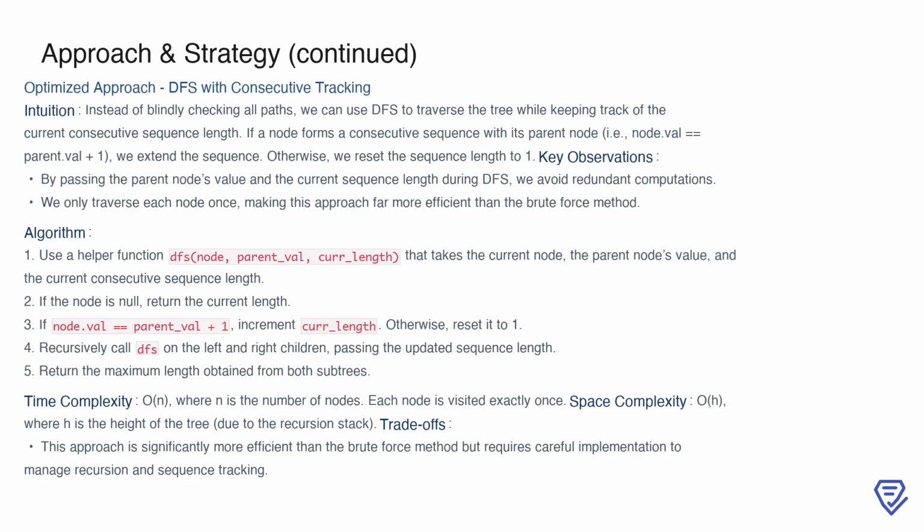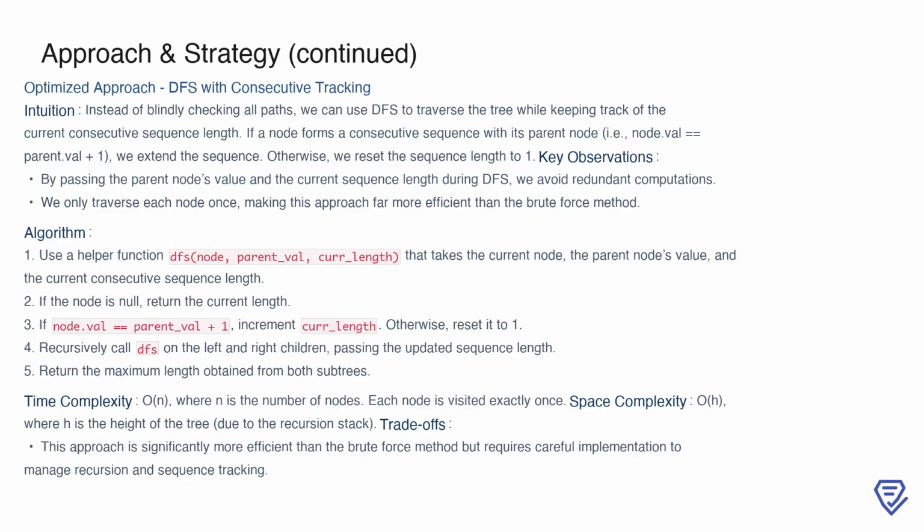Otherwise, we update the sequence based on whether the consecutive condition is met, and then recursively explore the left and right subtrees. This approach ensures that we visit each node exactly once, giving us a linear time complexity of O(n). It's also space efficient, with O(h) due to the recursion stack, and avoids redundant computations by focusing only on valid consecutive sequences.